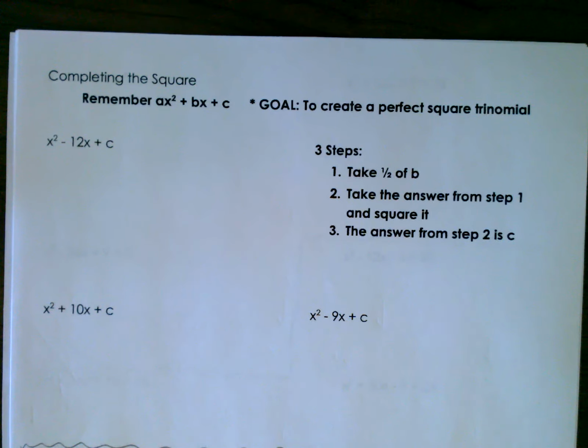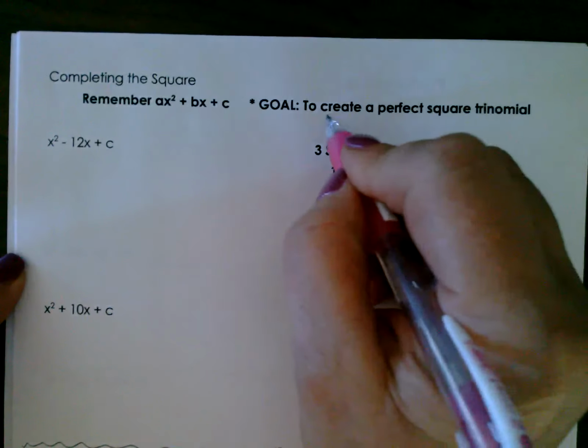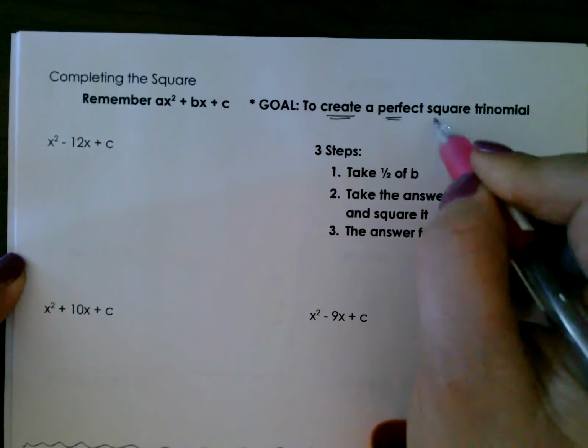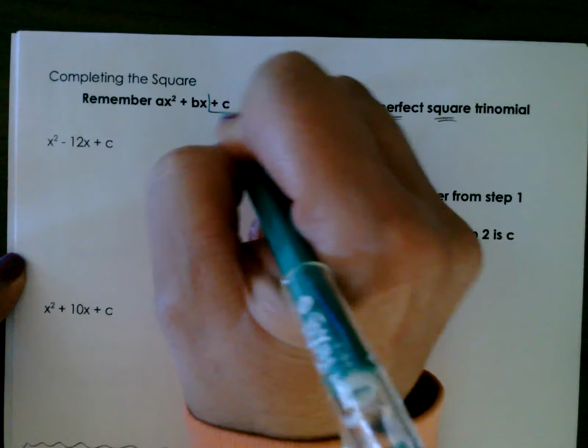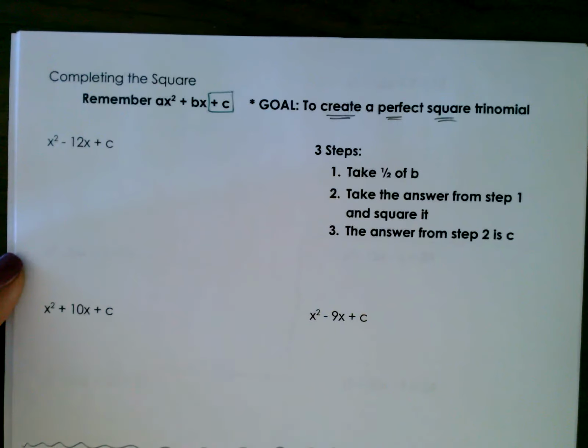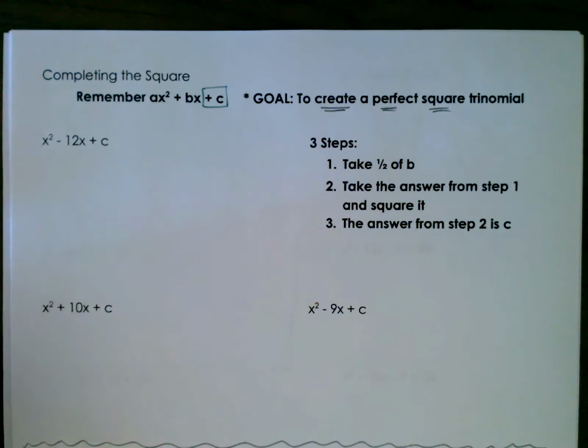Next step is to complete the square. We are going to create perfect square trinomials. We have to figure out what C term would be missing so that I would have a perfect square trinomial. This can be done in 3 steps.